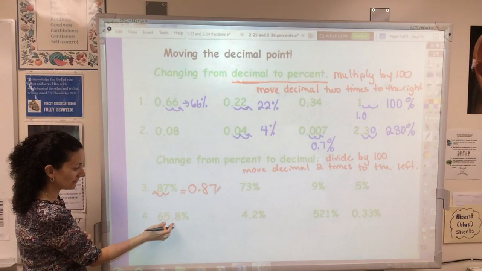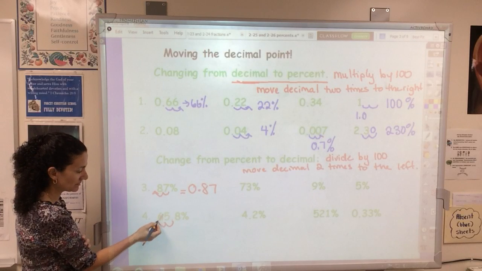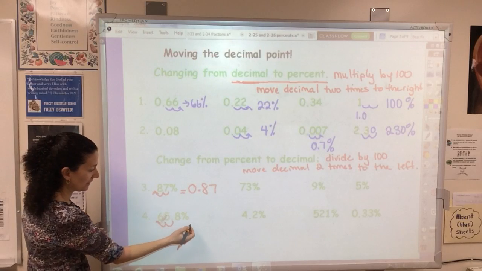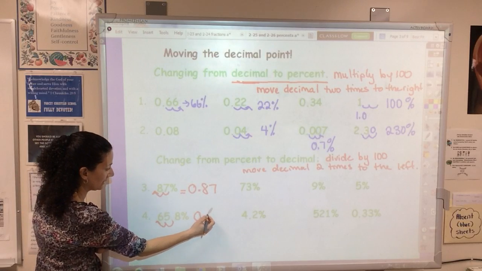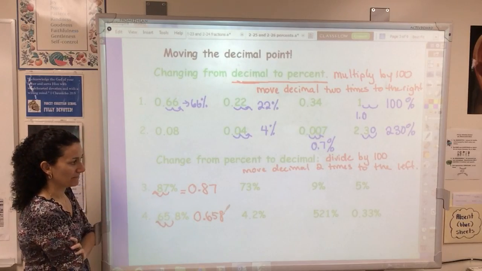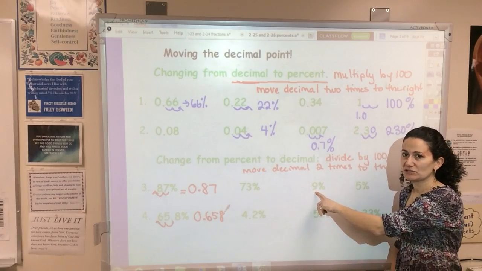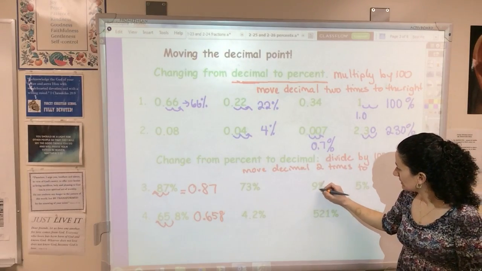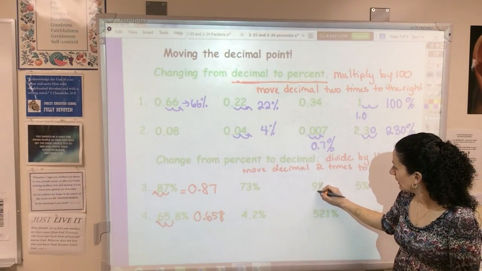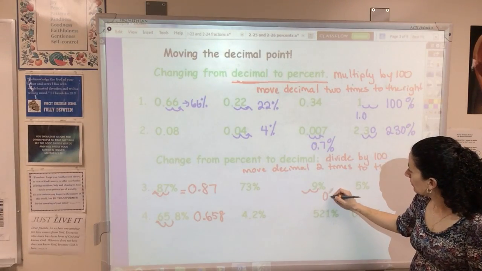There's the decimal in 65.8. If I move it back 2 times, that is going to be 0.658. Let's look at an example like this, just a single digit percent. Remember the decimals here, so if we move it back 2 times, 1, 2, that's going to give us 0.09.